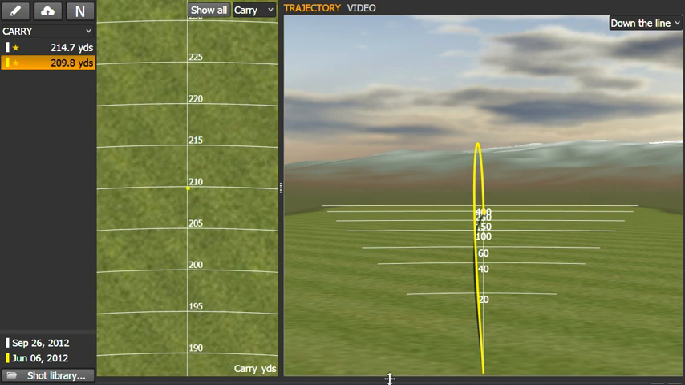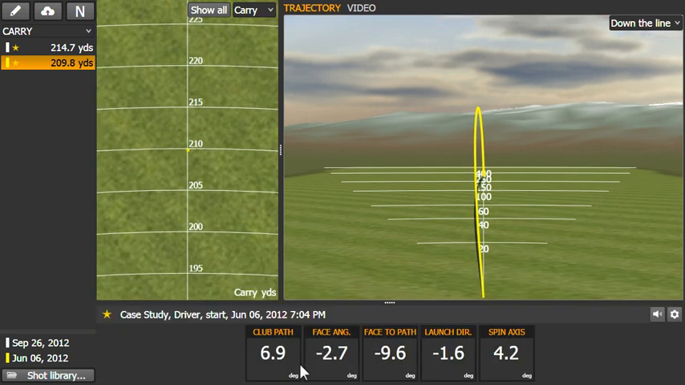But what actually happened on this shot is the player hit it on the heel. And if you look at the numbers here, his path was actually swinging way out to the right, almost 7 degrees. His face was closed 2.7 degrees, which gives a face to path number of negative 9.6, which if the ball was struck in the center would give a big hook to the left. But you can see the spin axis here actually is positive and tilting to the right, which gives a little bit of a cut here.